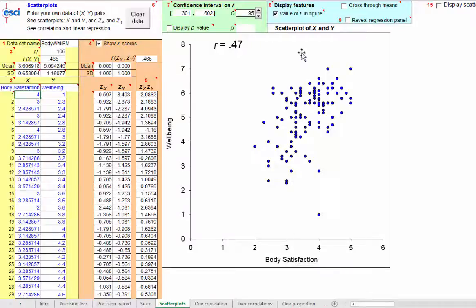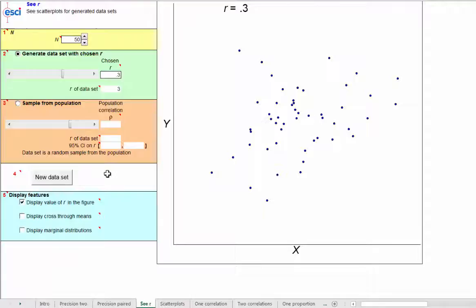It's good to think of vertical slices and horizontal slices through this distribution. So people who have body satisfaction of 3, well, they can range in well-being from down 2.5 all the way up to 6. And similarly, well-being 5 can range in body satisfaction from 2 up to 5 or so. Let's now go to CR to see what different values of correlation typically look like in scatterplots.